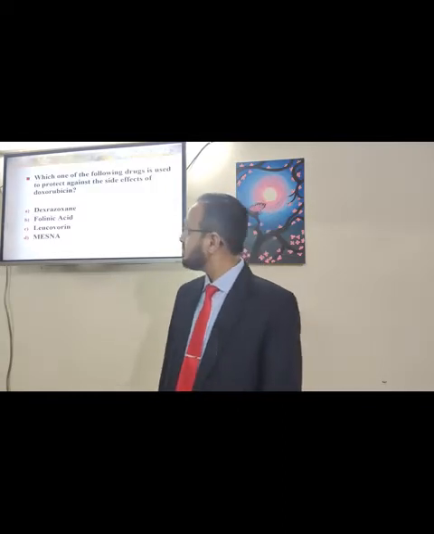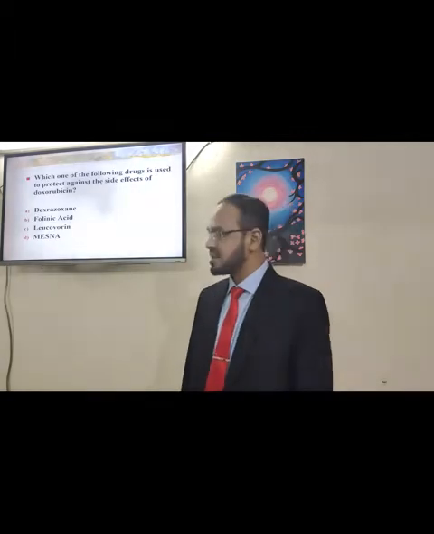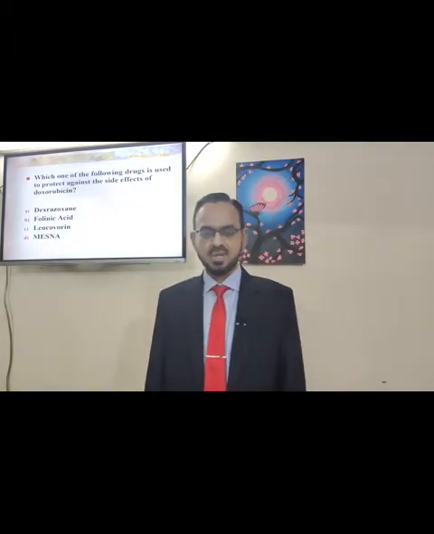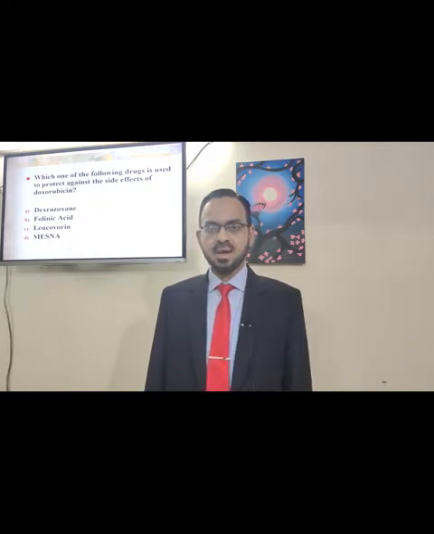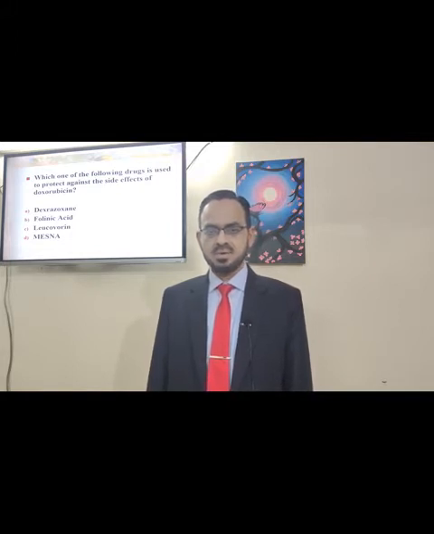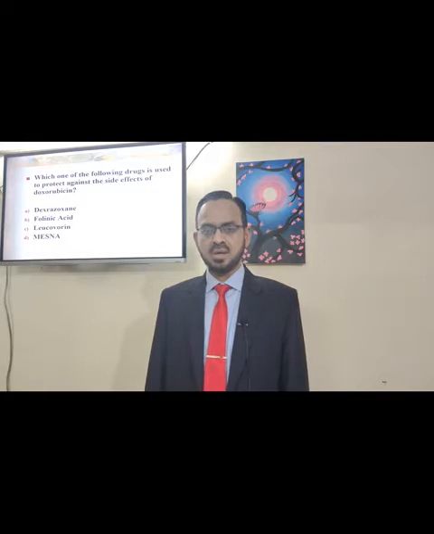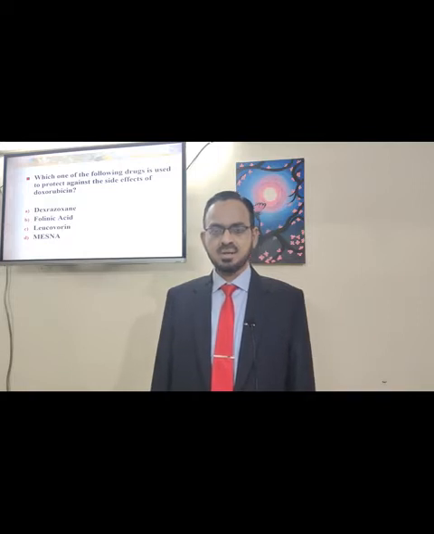The first question, which of the following drugs is used to protect against the side effects of doxorubicin? This was mentioned last time, the antidote of doxorubicin and daunorubicin. They cause cardiotoxicity, including cardiomyopathy, arrhythmias. So the answer is dexrazoxane.